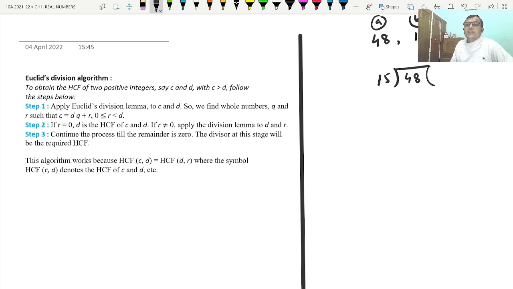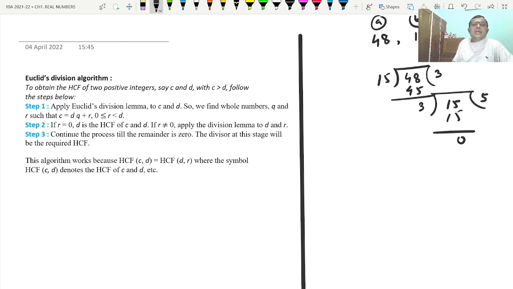15, how many times will it go? 15 3s are 45, right? So what will be the remainder? 3. Now next, by this 3 you divide the previous divisor, 15. How many times will it go? 5 times. 5 3s are 15. When you get remainder 0, you stop. What is given here? You see?